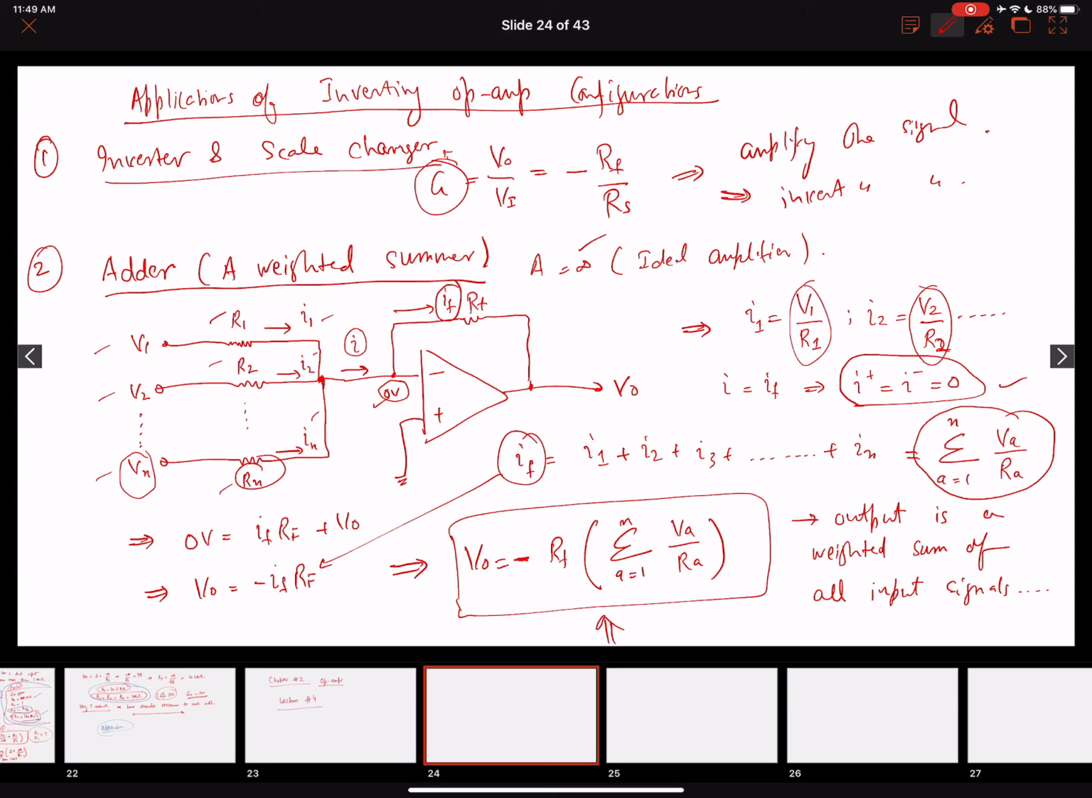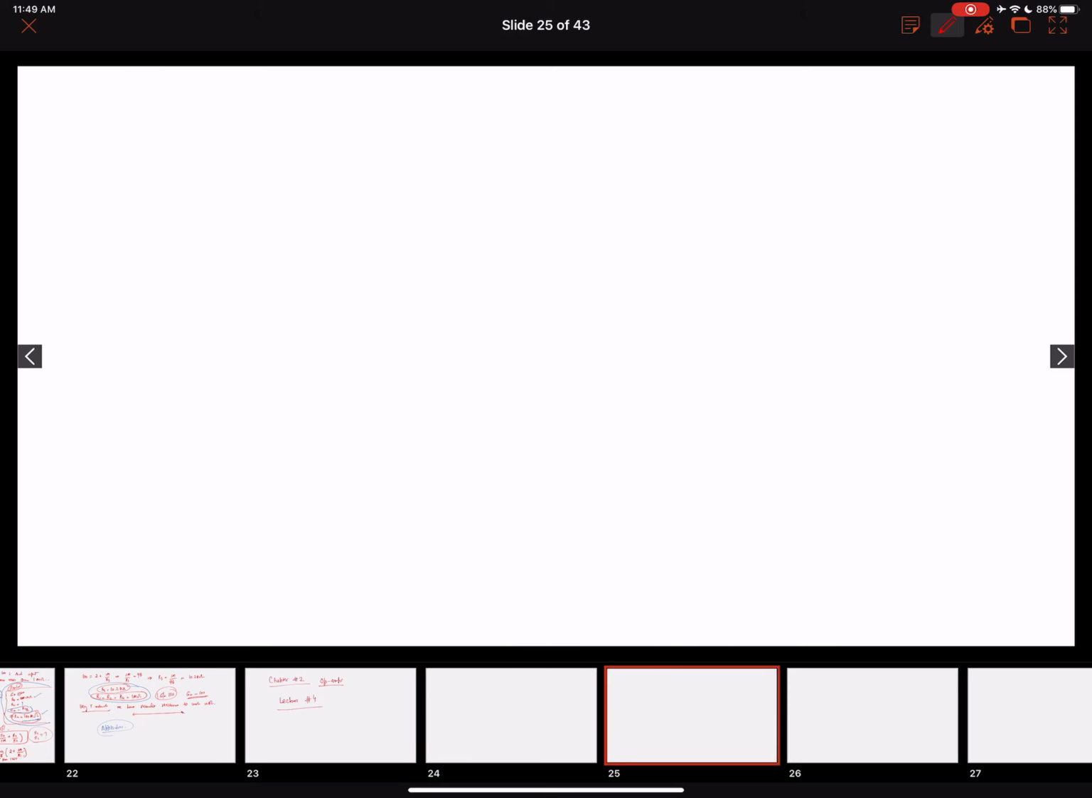V naught equals minus RF and then the summation thing. So V naught equals minus RF into summation A equals 1 to N VA over RA. We can easily write this thing as, right, so essentially what we are going to do is this summation will expand into minus RF into V1 over R1 plus V2 over R2 plus V3 over R3 to Vn over Rn.